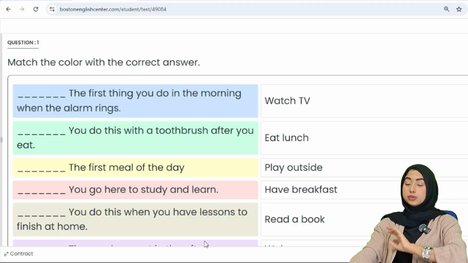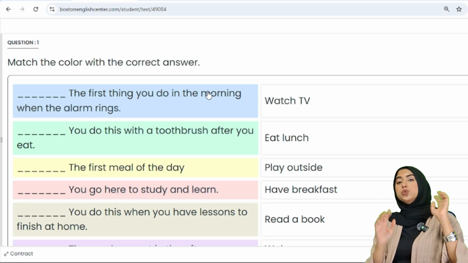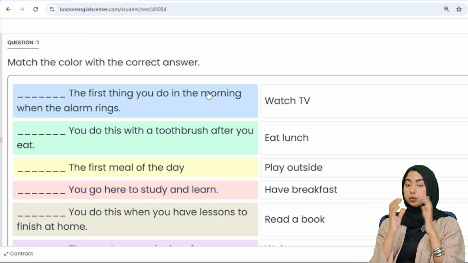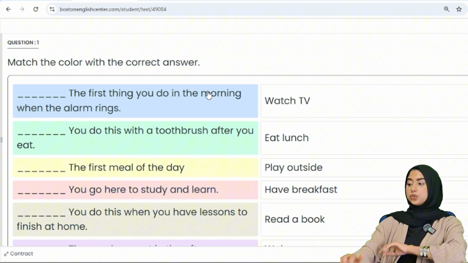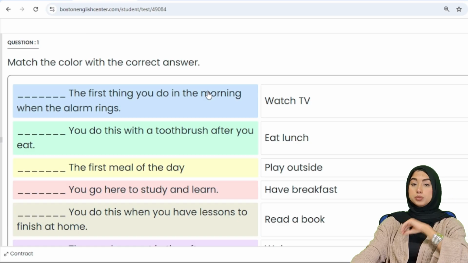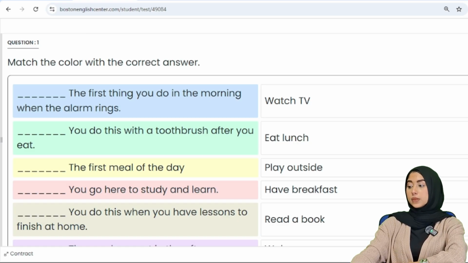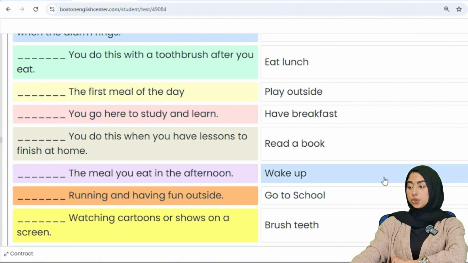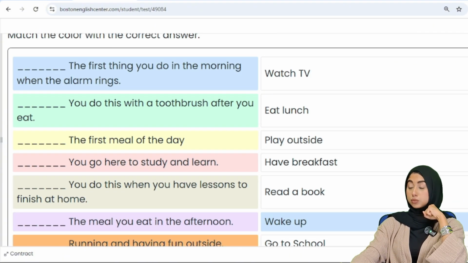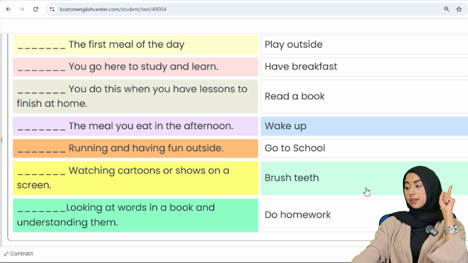Okay, so here we have our first practice, and simply you just have to match the definition, or the sentence with the word. We will match them together. Okay, so number one, the first thing you do in the morning when the alarm rings. Exactly, wake up, thank you. Two, you do this with a toothbrush after you eat. Brush teeth, good job.